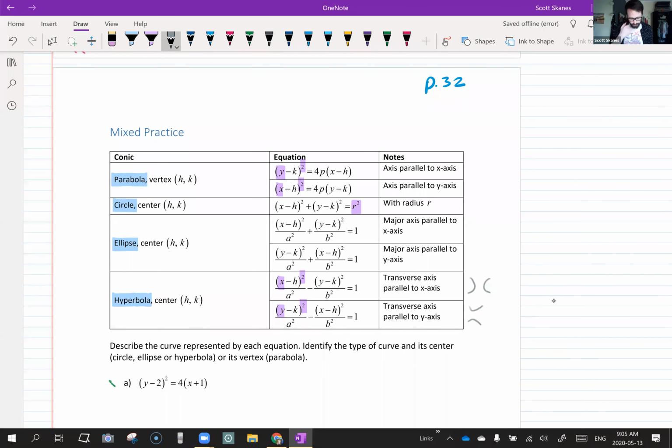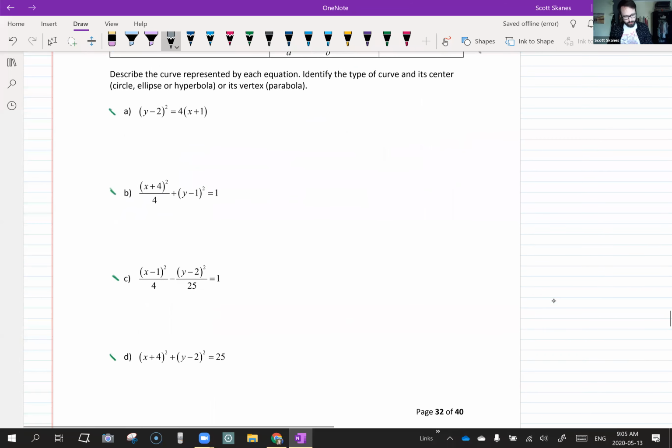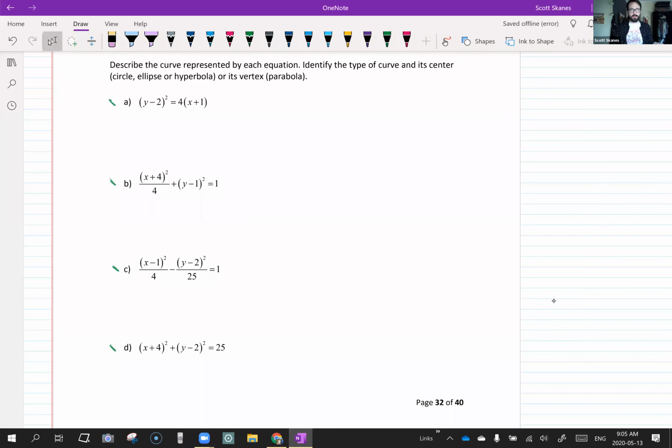Okay, let's get started. These questions are all done by Tom, but they're very fast, so I'm going to do them again. I'd like you to just take a look at what the question says. It says, describe the curve, which means we need to say, does it open up or down? Does it open left or right? Identify the type of curve, so is it a parabola, circle, ellipse, or hyperbola? Tell me what its center is or its vertex. Of course, the center is for the circles, hyperbolas, and ellipses. The vertex is for parabolas. So let's just get started.